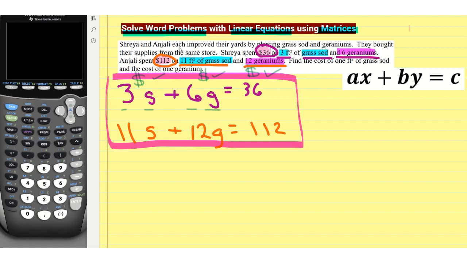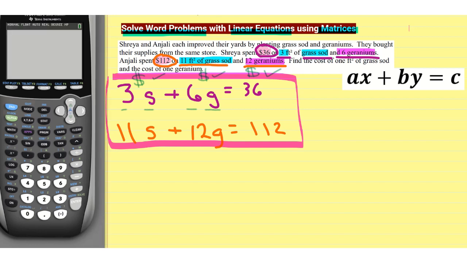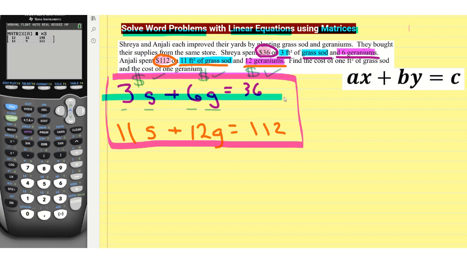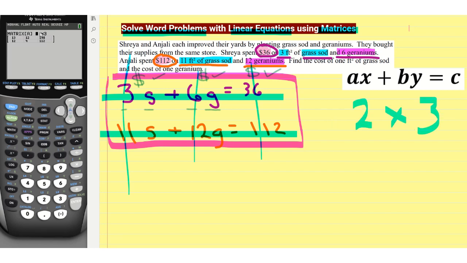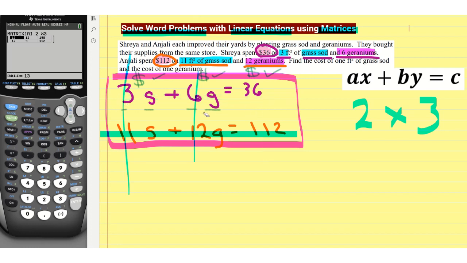We can use all of these coefficients and put them into our graphing calculator. We're going to turn on our graphing calculator and put all of our coefficients in here. We go to second matrix, over to the edit function, and push enter, and it's already a 2 by 3. We do need a 2 by 3: there are 2 rows and 3 columns. All I have to do is make sure I put in the correct coefficients.